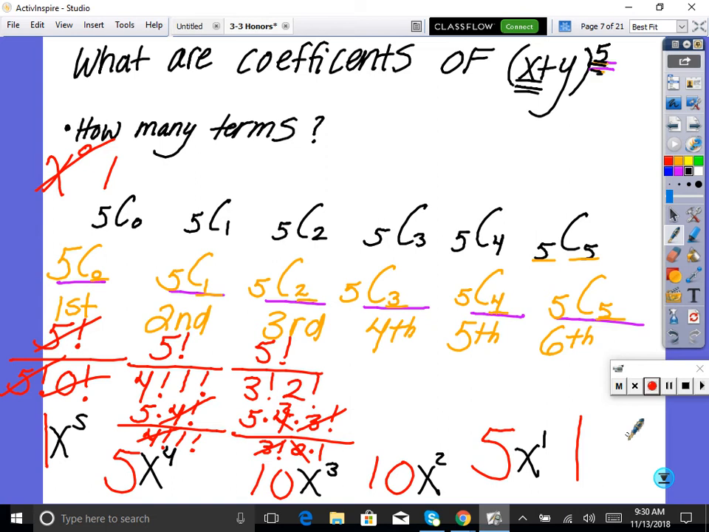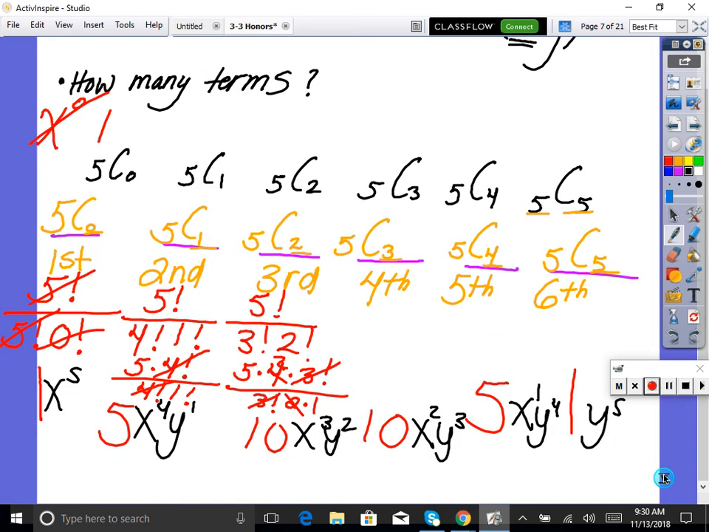And then what did our second thing do? It counted from 0 up, didn't it? Y to the 0, y to the 1st, y to the 2nd, y to the 3rd, y to the 4th, and then y to the 5th. So now I just have, there's my answer. That is the expansion of that.